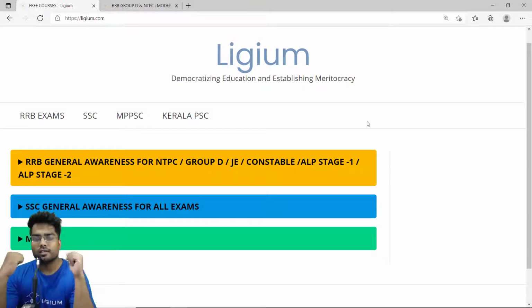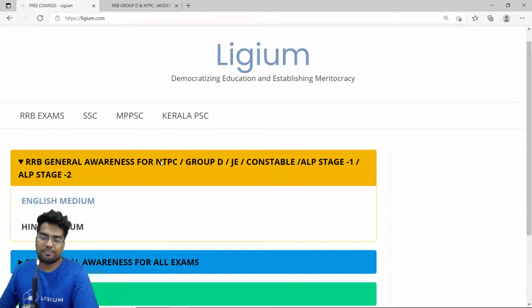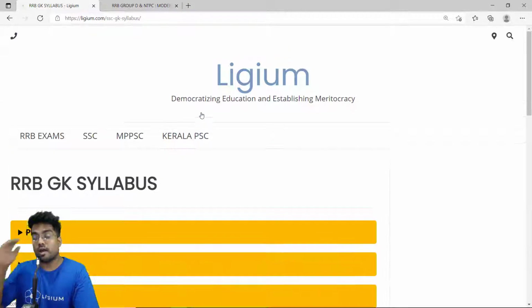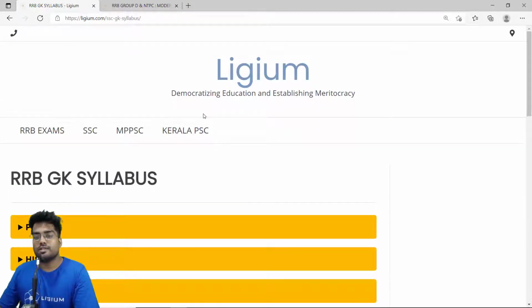So let's get started. First of all, let me explain how you can get to the MCQ section of the Act of 1833. You have to visit ligem.com, which is pretty obvious. Here you will find RRB General Awareness for NTPC and Group D. You click here and you go to the English medium, and here you will find the RRB GK syllabus.